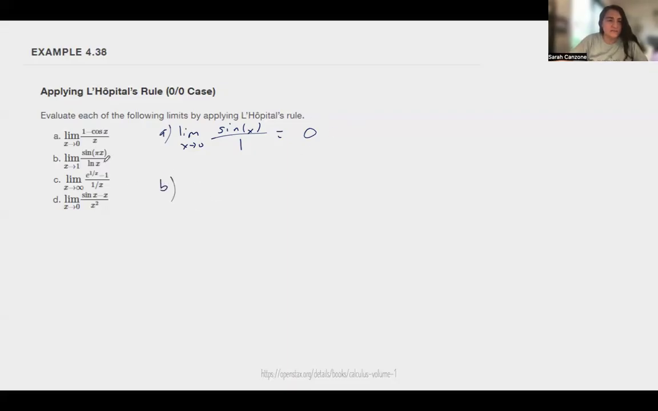So now let's look at B. Again, now we're looking at the limit as x approaches 1. So if you plug 1 into the sine of pi x, that's just the sine of pi, but the sine of pi is going to be 0. And the natural log of 1 is 0. So again, we get 0 over 0. That's a problem. Now let's use L'Hopital's rule.